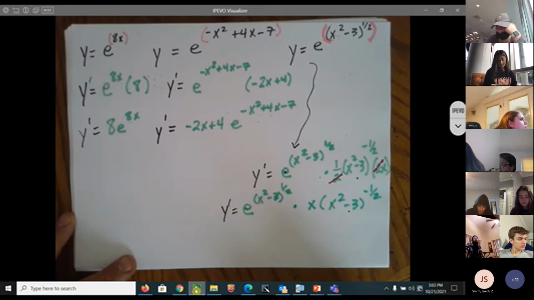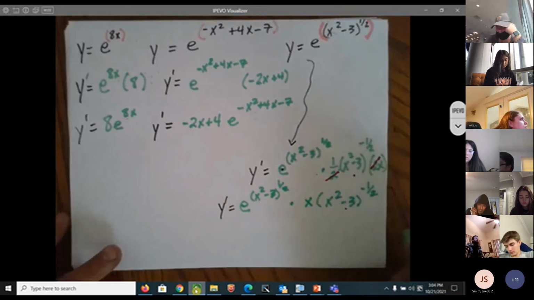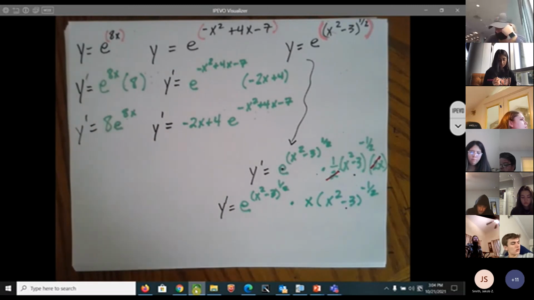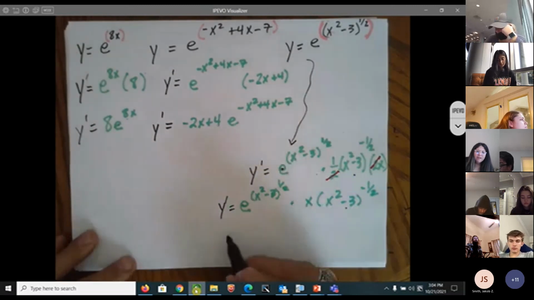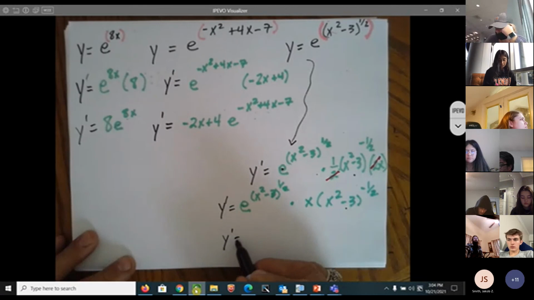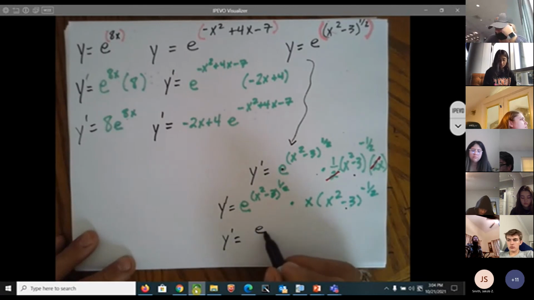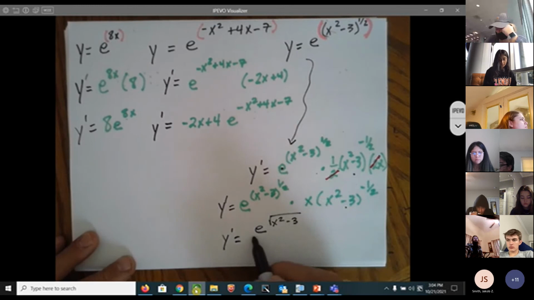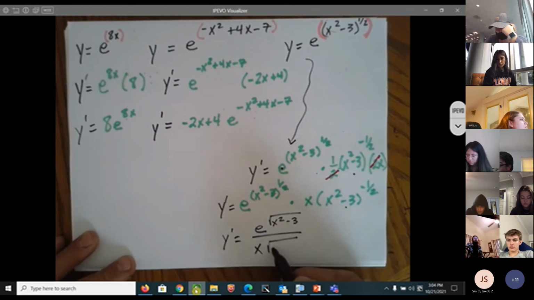No, you can't, because this is not an exponent like this is. So I would say their answer is probably going to be like this. y prime is equal to e to the square root of x squared minus 3 over x times the square root of x squared minus 3.